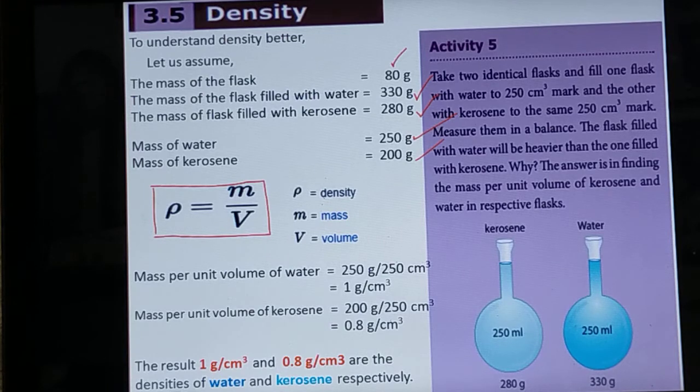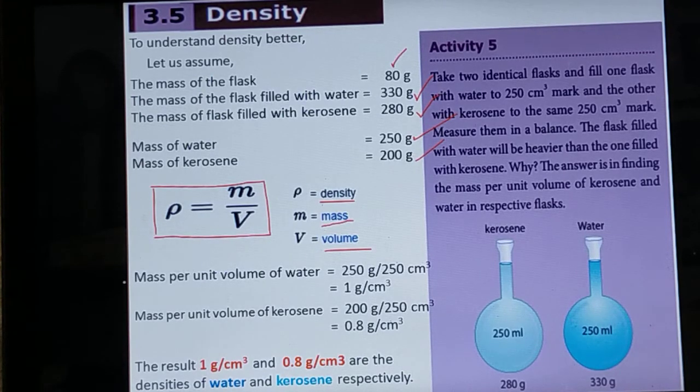Here rho stands for density, m stands for the mass of the liquid, and v is the volume of the liquid. Listen, the mass per unit volume of water is 250 gram divided by 250 ml. That means mass by volume. The mass of the water in the flask is 250 gram, and the volume is 250 ml, that is centimeter cube; ml and cubic centimeter are the same. That equals 1 gram per centimeter cube, that is 1 gram per ml. So the density is equal to 1.